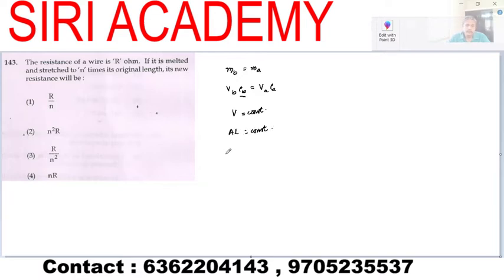We know that R is equal to rho L by A. Multiplying by A, it is rho V by A square. Multiplying by L, that is equal to rho L square by V. So R is proportional to L square. So as the wire is melted and stretched to n times its original length, its new resistance will become n square R. So the second option is the answer.